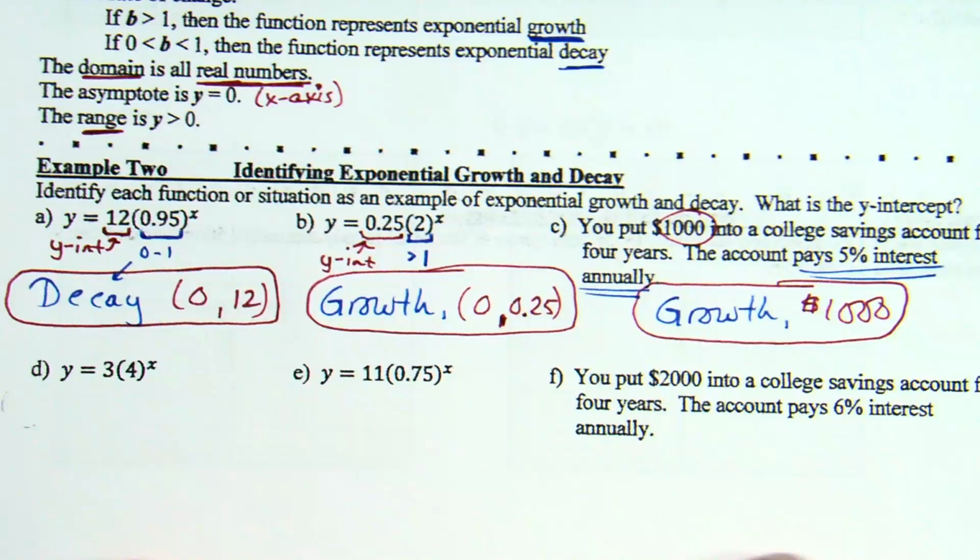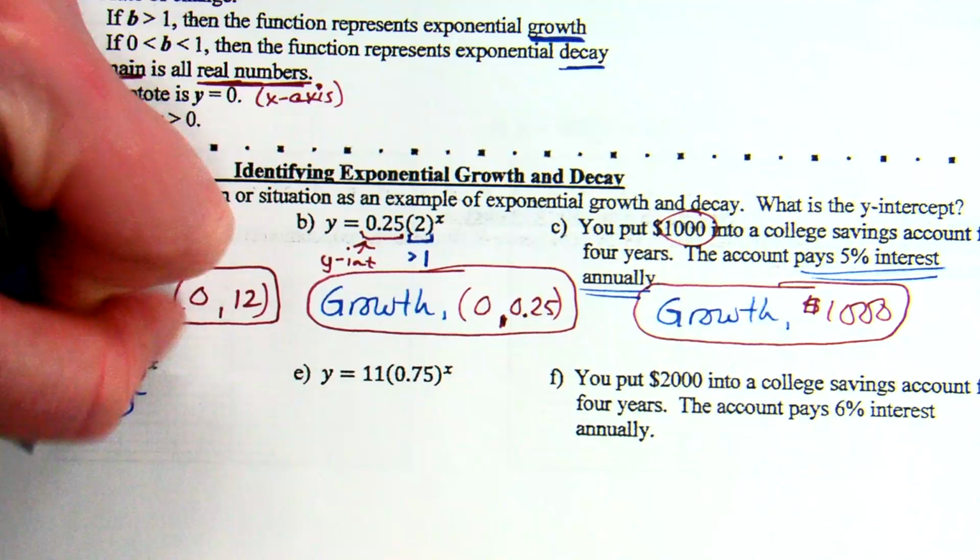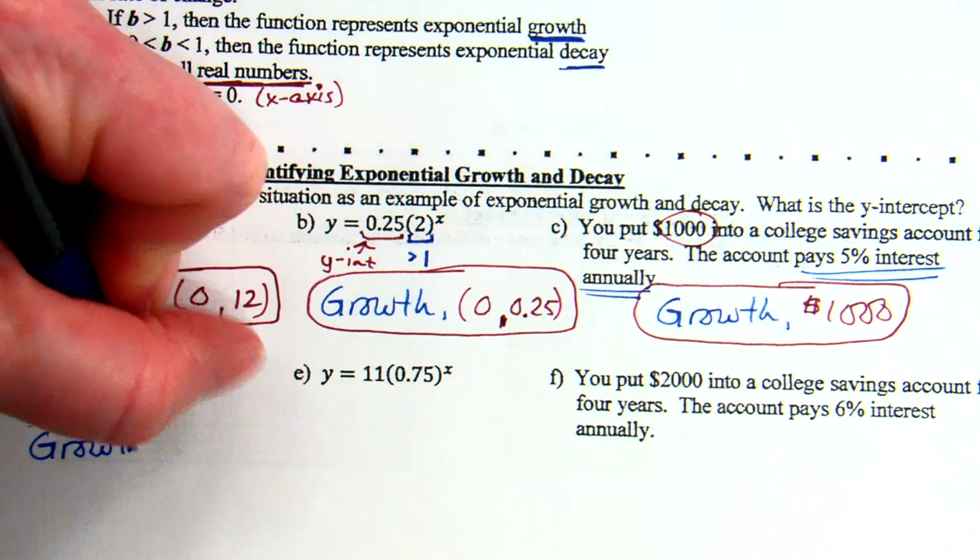So D, y equals 3 times 4 to the power of x. First question, growth or decay? And why is it growth? What's bigger than 1? Okay, just checking. So because of the 4 being bigger than 1, it's growth. What's the y-intercept on this one? 0, 3.